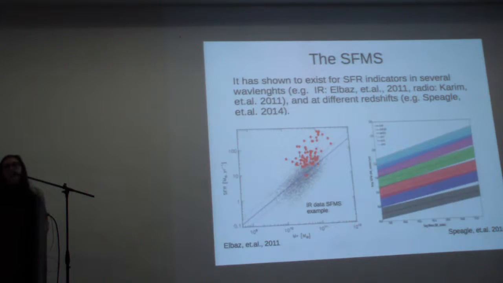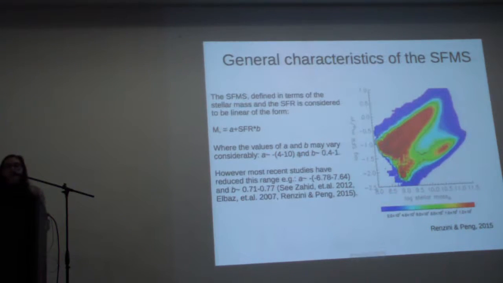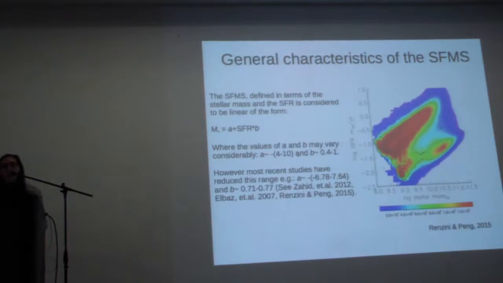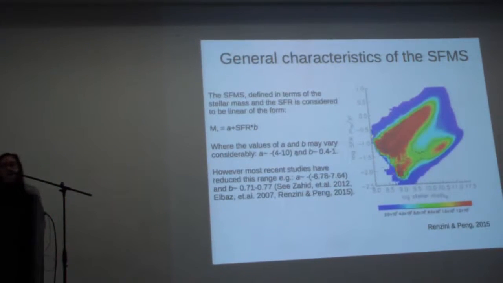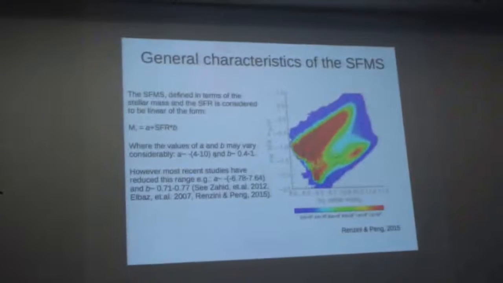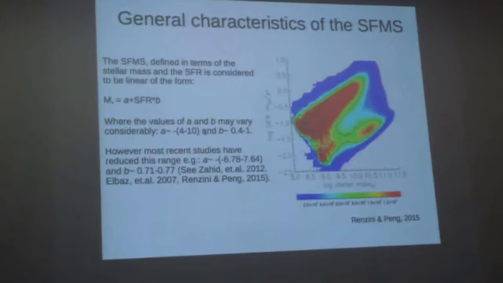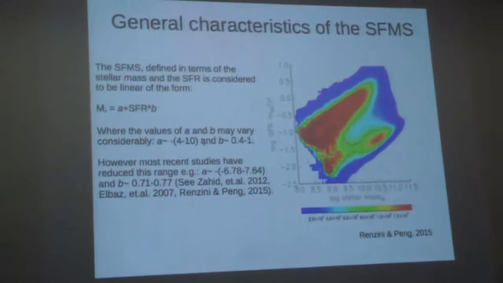The star formation main sequence relation has been shown to exist for several star formation indicators in several wavelengths and also at different redshifts. The general characteristic of this relation is that it's mostly linear, and it has the shape of that equation. It's a linear equation in which the values for the zero point and the slope may vary considerably within the literature. However, the most recent studies try to constrain both the zero point and the slope to small ranges.